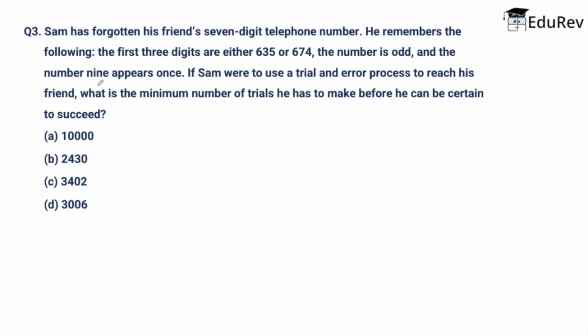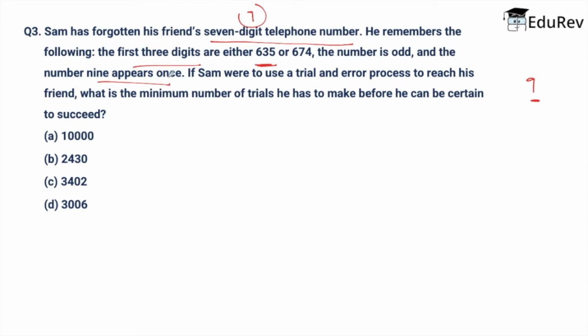Alright, let's start with question number 3. Question number 3 states that Sam has forgotten his friend's 7-digit telephone number. So there are 7 digits in his telephone number and he remembers the following: the first 3 digits are either 635 or 674, the number is odd, that is, the last digit has to be odd, and the number 9 appears only once. That is, the number 9 occurs only once in the whole number.